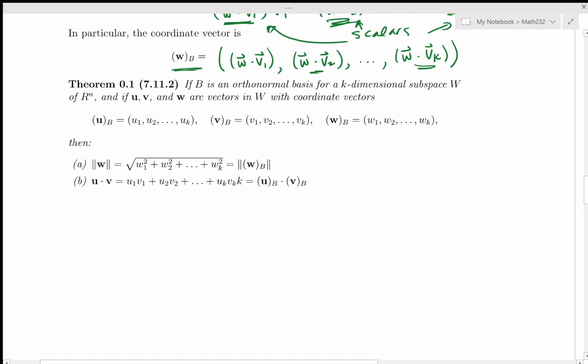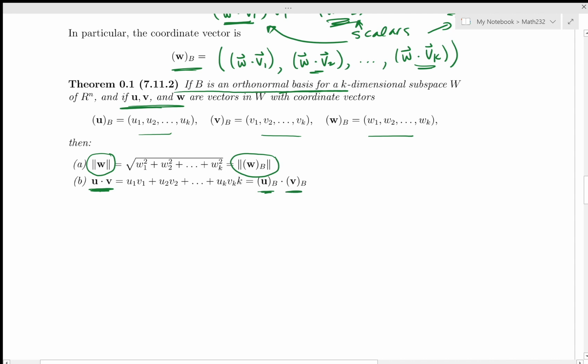If B is an orthonormal basis for a k-dimensional subspace W, and if we've got these three vectors in W, and they've all got their own coordinates referenced to B, then it is the case that the norm of W will be the norm of W referenced to B, and that the dot product of U and V is the same as the dot product of U referenced to B with V referenced to B.